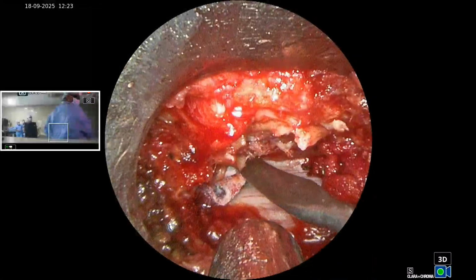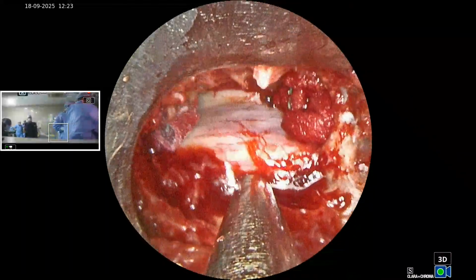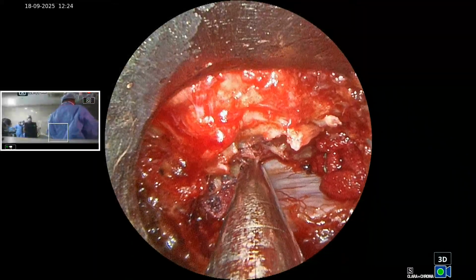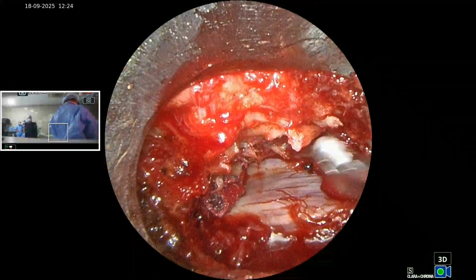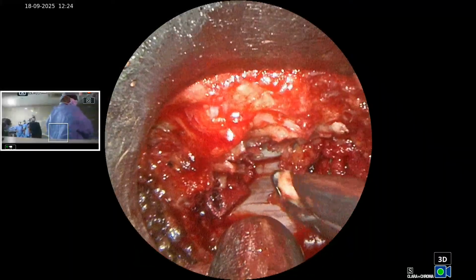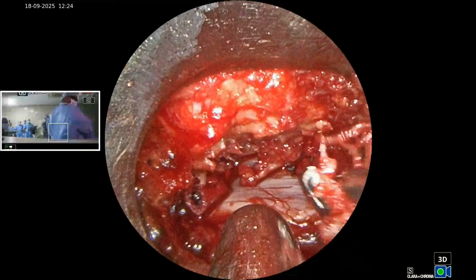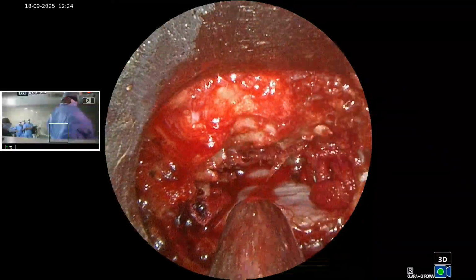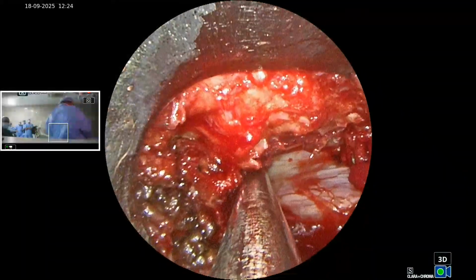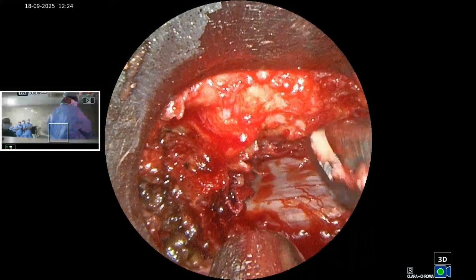Yes. So very very tight canal, 2 mm. 3 mm will be difficult to enter here. Now this is the opposite side. Very tight canal. And this is the cranial end.